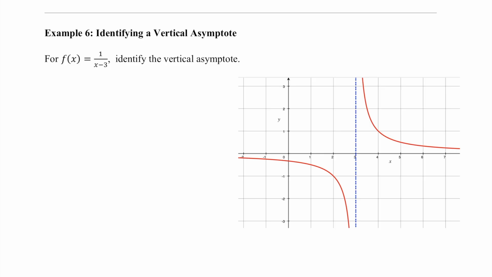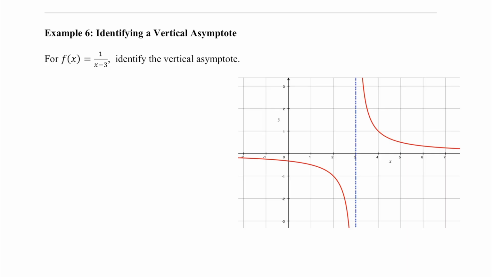Now, let's identify the vertical asymptote for this function, f of x equals 1 over x minus 3. We are going to do this in 2 steps. First, we'll find the vertical asymptote algebraically without looking at the graph. Then, we'll use the graph to confirm our answer.